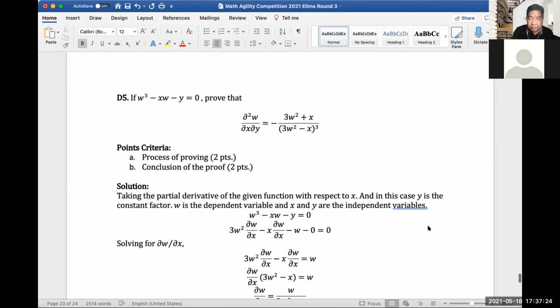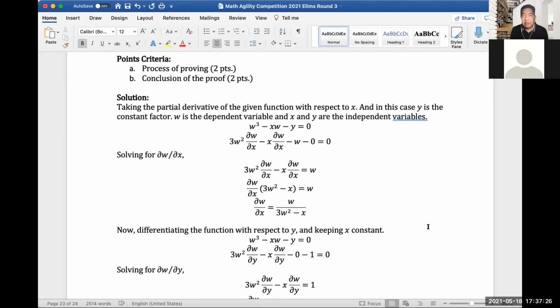So taking the partial derivative of the given function with respect to x, in this case y would be our constant, right? So if we're taking the partial derivative with respect to x, y would be constant, and x and y are the independent variables, right? So this is the original equation. So let's take the partial derivative. That would be 3w squared times partial of w over partial of x.